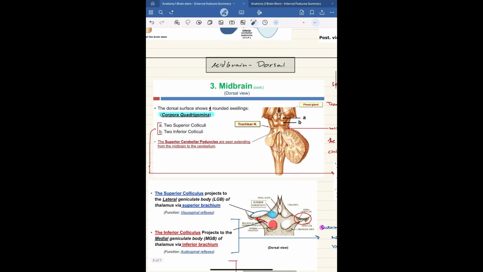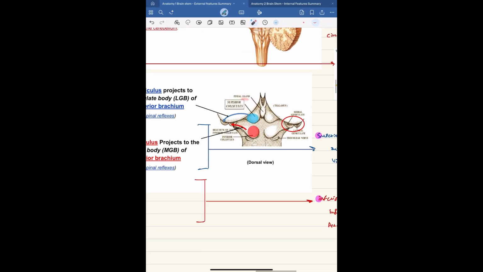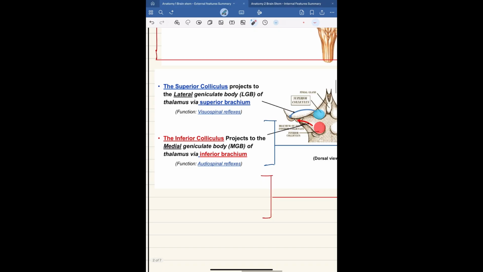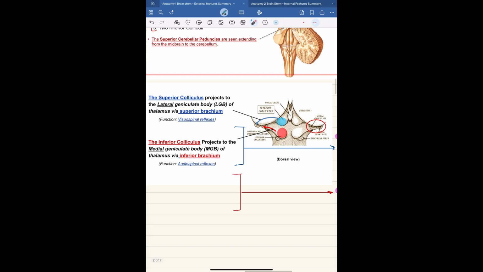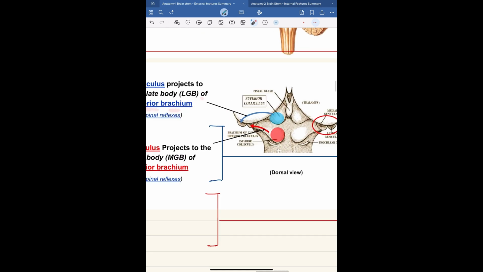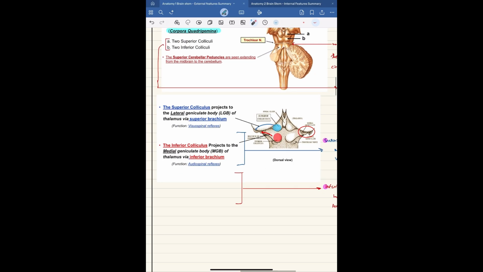Now, what's the point of those superior colliculi, inferior colliculi? Let's take a look. Now we'll dig deep into these. Here's the pineal gland, the 2 superior, the 2 inferior. Here, let's go through the slide. The superior colliculi project to the lateral geniculate body of the thalamus via the superior brachium. So, you got your superior colliculi, you got fibers passing through the superior brachium until it reaches this part, which is the lateral geniculate body.